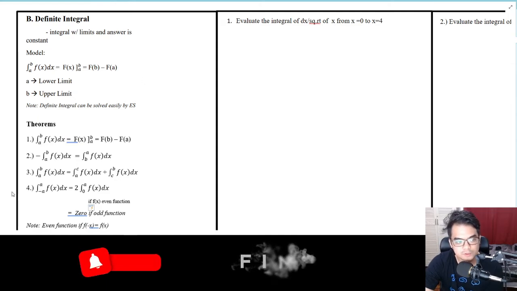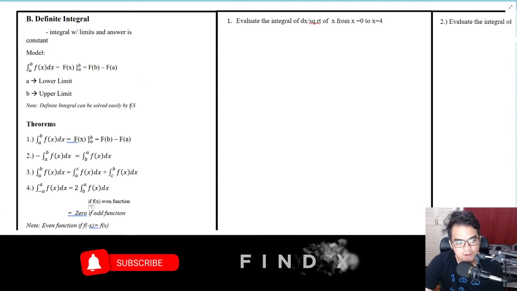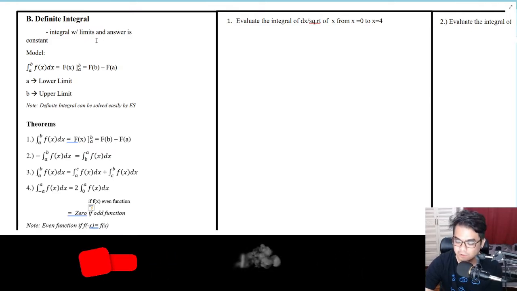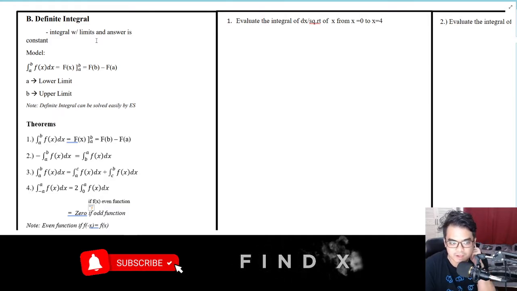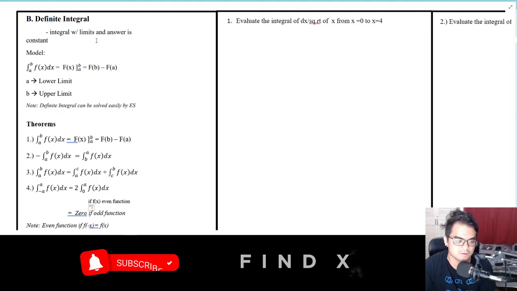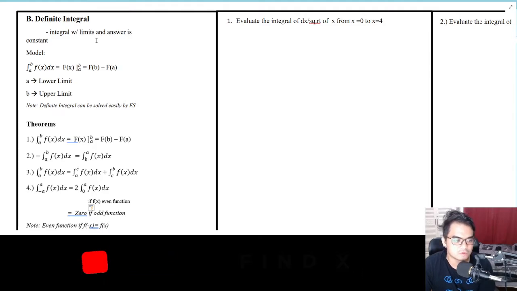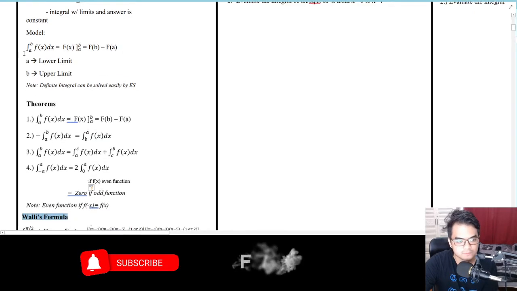So we have the next topic, which is the definite integral. So we have now the integral here. After you make an integral, it will have no constant. It will no longer have the constant of integration, but it comes with limits, and then the final answer will be a constant. Okay. So the model here is this one.